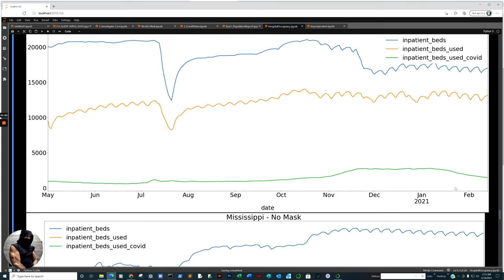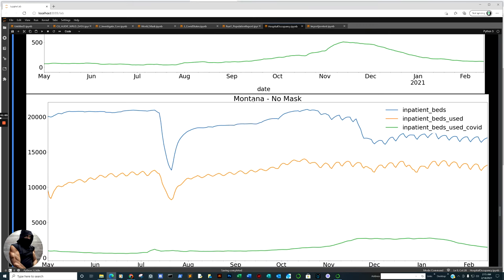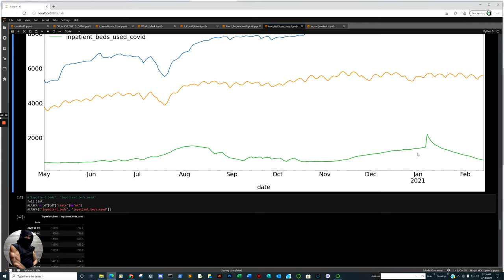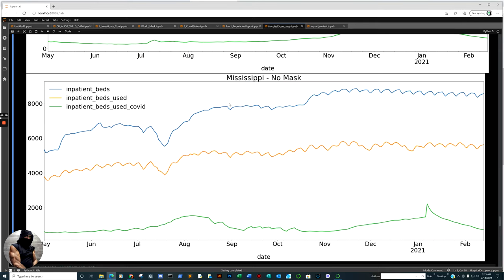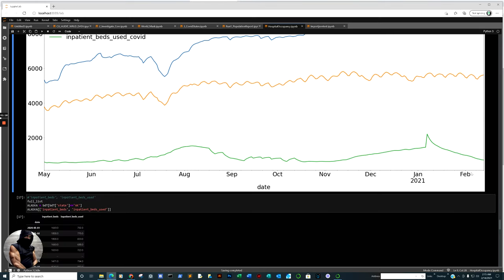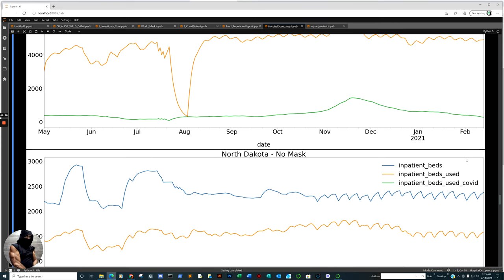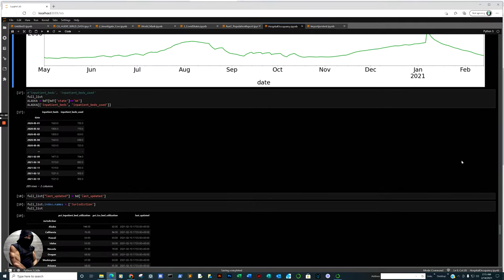All right, so inpatient bed use. And these are the states which have dropped the mask mandates. And so in Mississippi, why is this one a little shorter? Look at that. There it is. And so they have a lot of beds comparatively to other places as a ratio. But still, look at that. That's pretty low. It's a pretty solid drop. And so let's see if there's any more data below this.